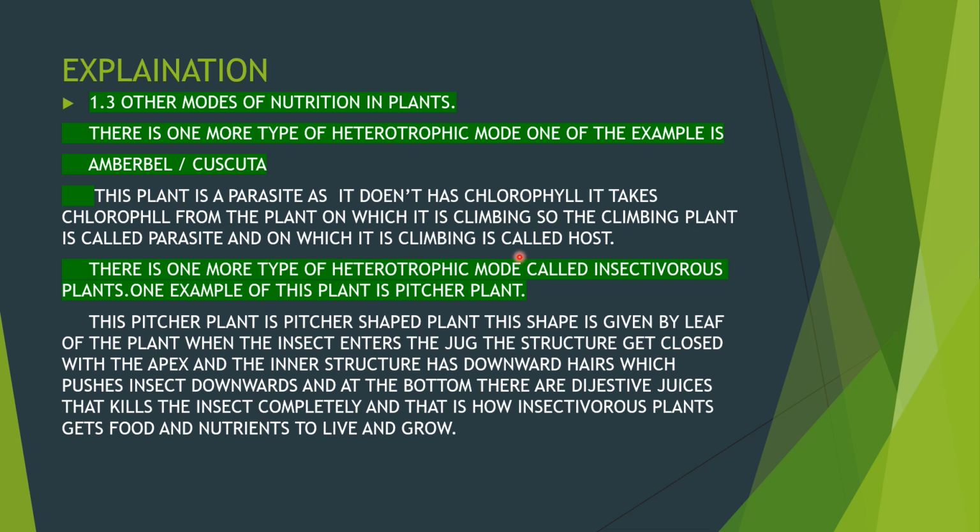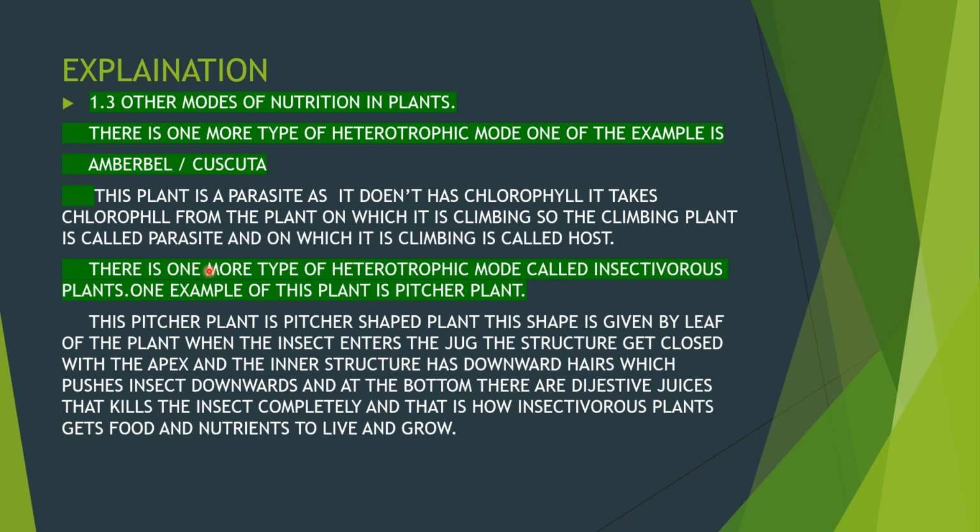So here the plant is without chlorophyll. It takes its nutrition from the plant on which it is climbing. So particularly this amarbel or cuscuta is a climber with no chlorophyll.